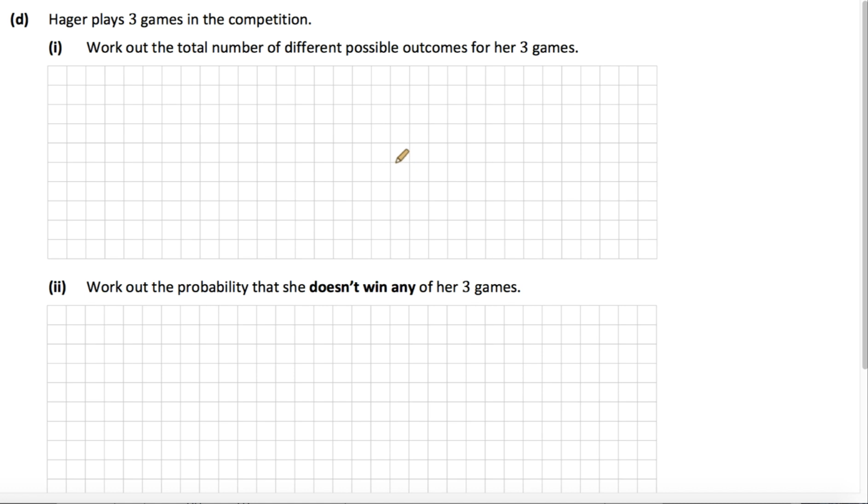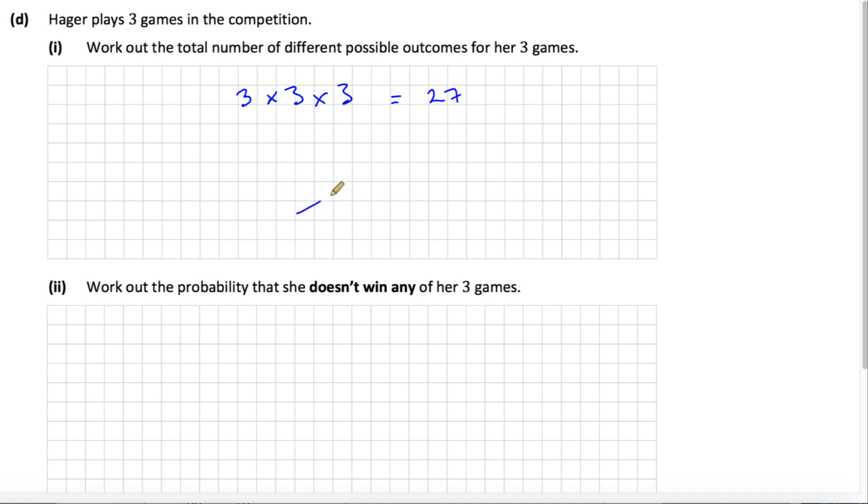Okay, and finally part D. Hager plays 3 games in the competition. Work out the total number of different possible outcomes for her 3 games. Okay, well, you can think of this a number of ways. One of the ways you can think about it is in terms of the fundamental principle of counting, which means that there's 3 outcomes for the first game. For each of those, there's another 3 outcomes, and for each of those, another 3. So if you multiply all of them, that's 3 cubed, which is 27.